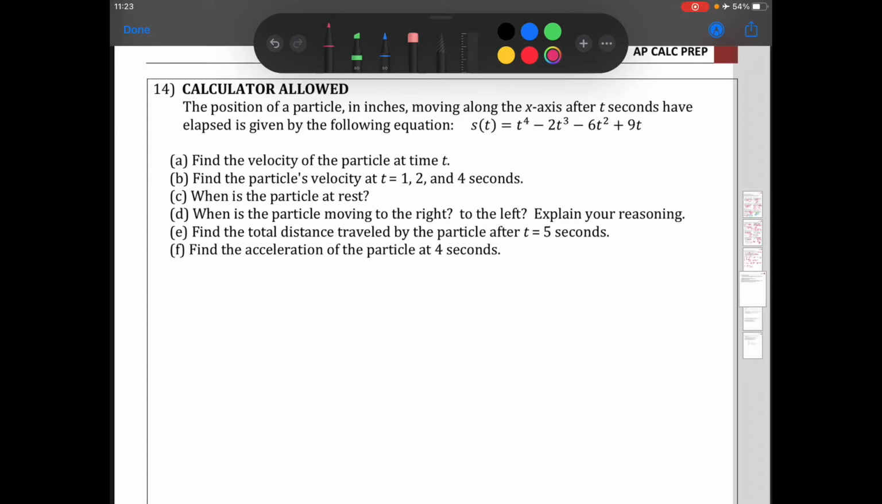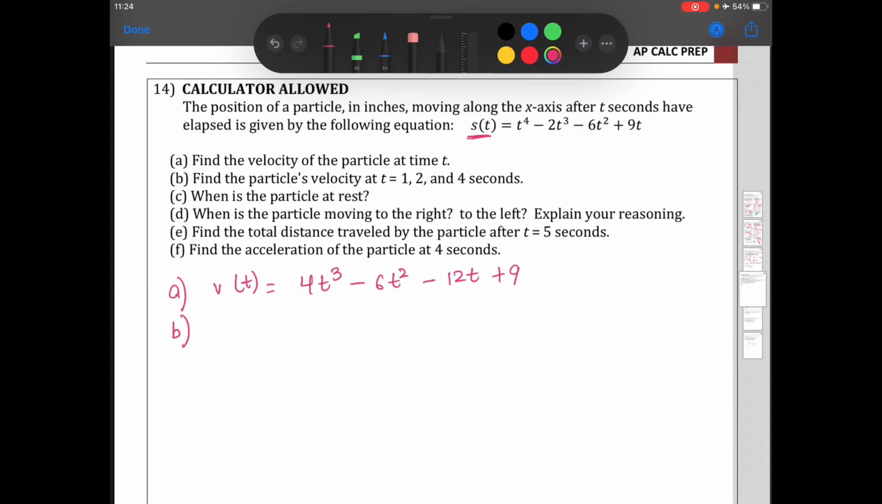So the next question, you can use the calculator here for this question. It's saying a position of a particle in inches moving along the x-axis after t seconds have elapsed is given by the following equation. S of t equals t to the 4th minus 2t cubed minus 6t squared plus 9t. Again, this is a position equation. So it's asking you to find the velocity of the particle at time t. So basically it's asking me the first derivative, which would be 4t cubed minus 6t squared minus 12t plus 9.